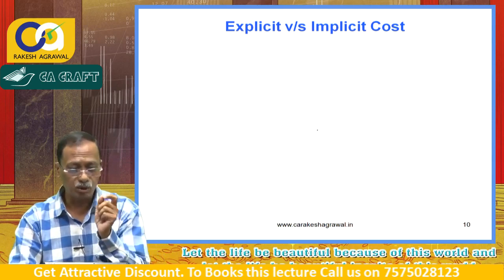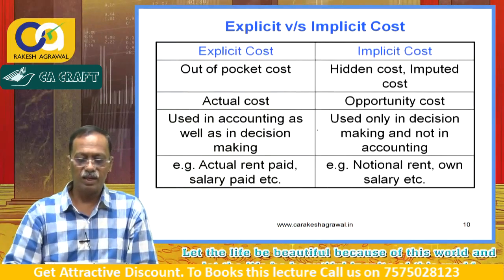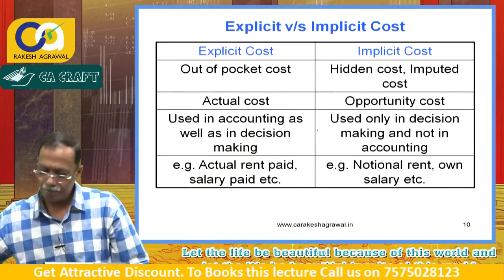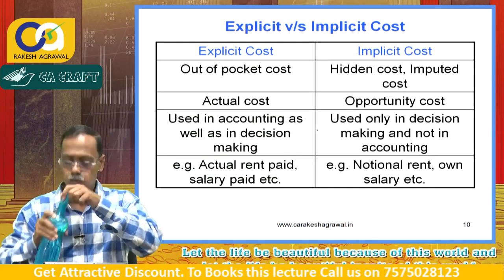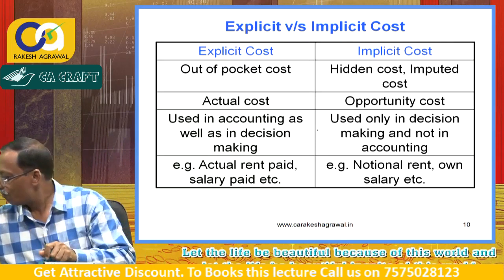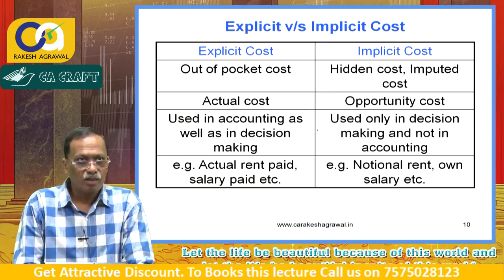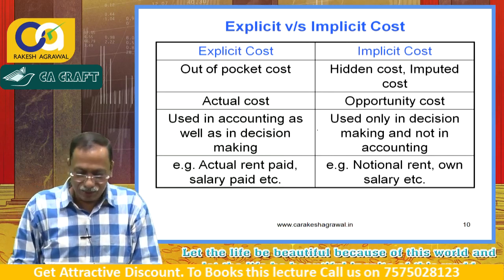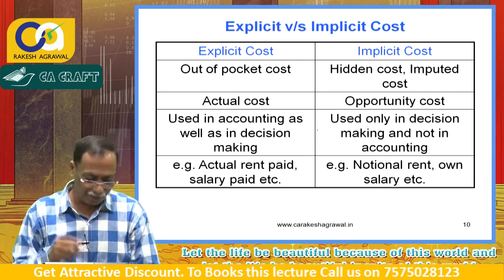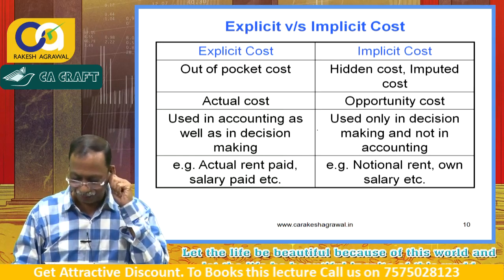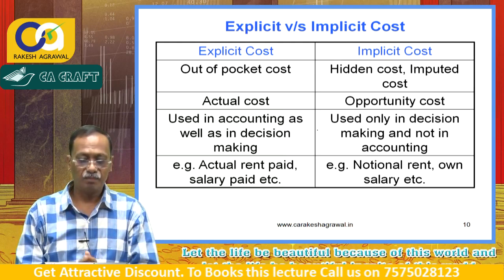So one is explicit cost versus implicit cost. I'll just put a table in front of you. Explicit cost and implicit cost. Just go through it, then I will discuss it with you. I think our today's lecture will be consumed in just revising the basics. So I gave you a few beginning instructions, and revision of CA intermediate. Gone through?